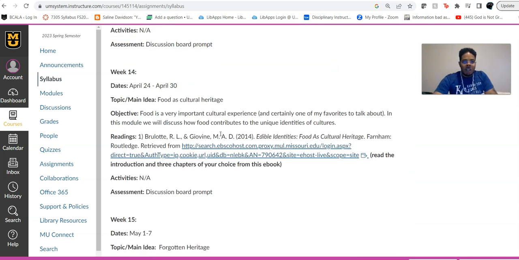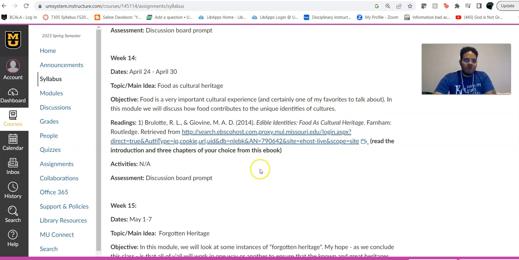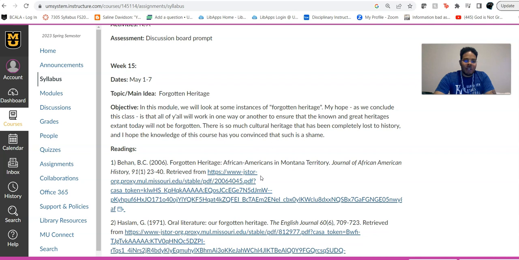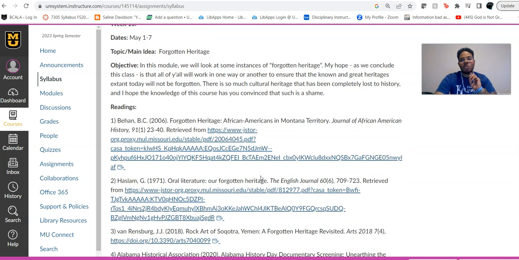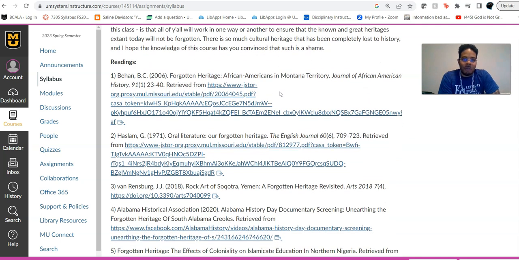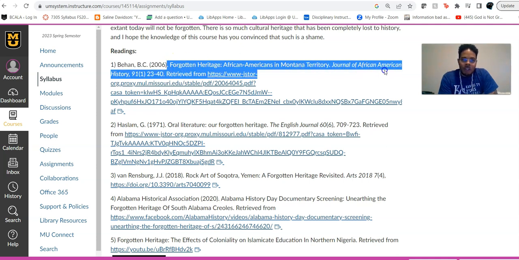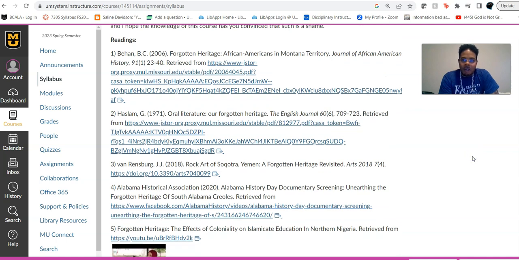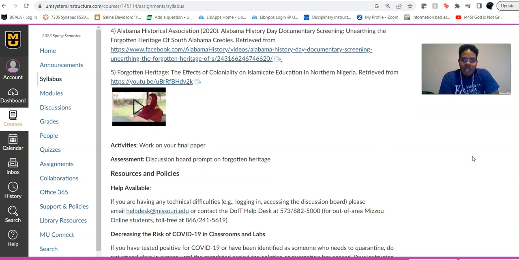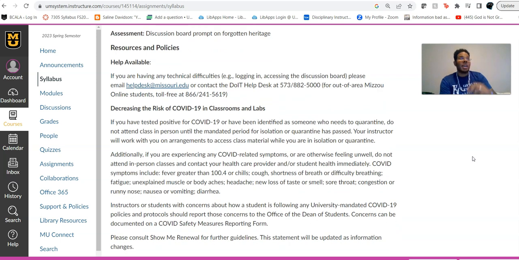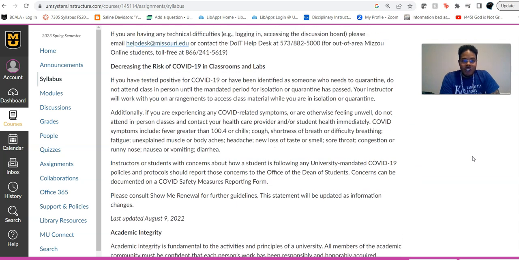All right, and moving on, week number 14, food as cultural heritage. Food is a big cultural heritage thing, and so you've got a little book to access and read there, and that will be pretty simple. And then finally, that last week, we'll be doing forgotten heritage. A perfect example is African Americans in Montana Territory. I can tell you there aren't very many of us as Black people in Montana. And so that heritage has been kind of forgotten, but you've got a journal article opening that chapter back up.